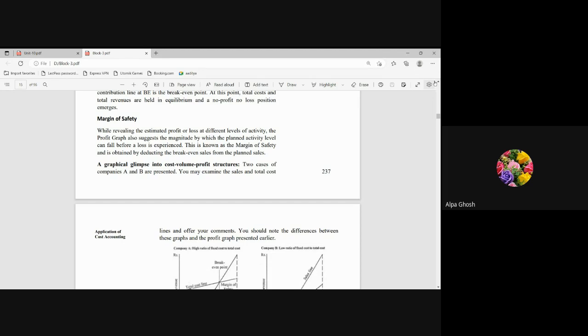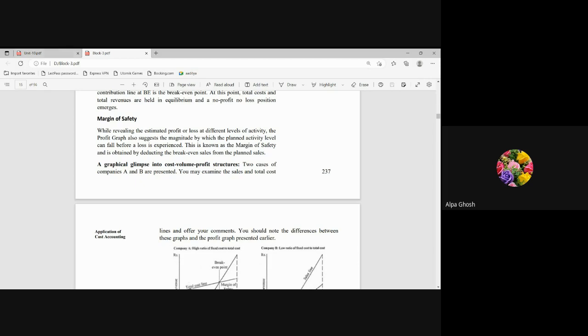You have planned sales. What is planned sales? 1000 units. And what is your sales? Suppose you say 800 units. So 1000 units minus 800 units, the 200 units that you have, it is your margin of safety.